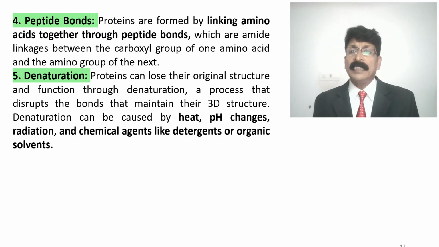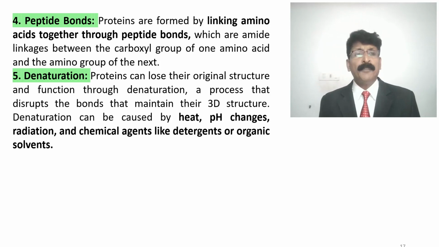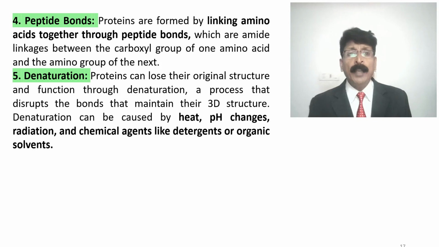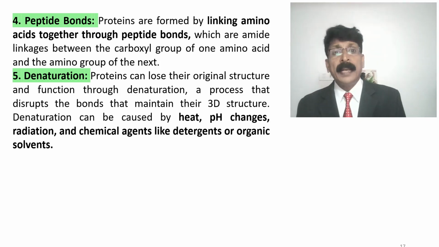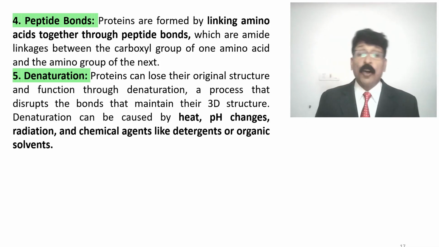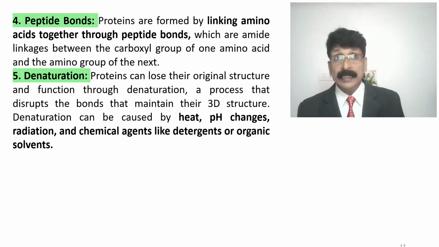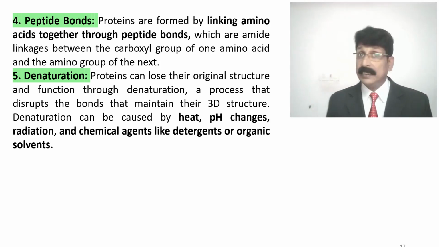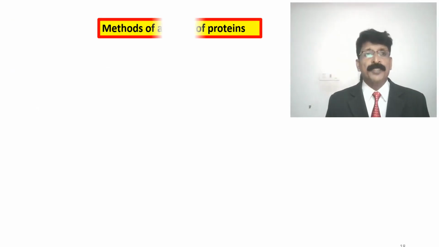Denaturation we have discussed already in the physical properties also. Proteins can lose their original structure and function through denaturation, a process that disrupts the bonds that maintain their 3D structure. Denaturation can be caused by heat, increase in temperature, pH changes, radiation, and chemical agents like detergents or organic solvents.